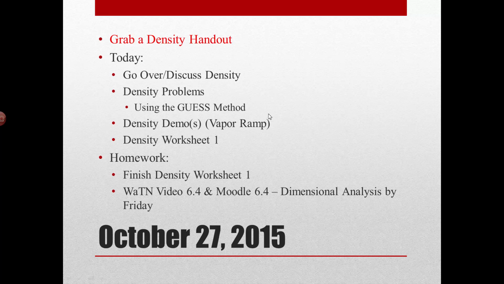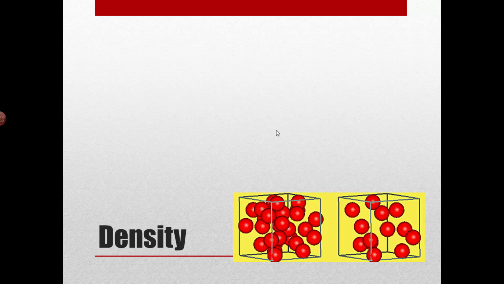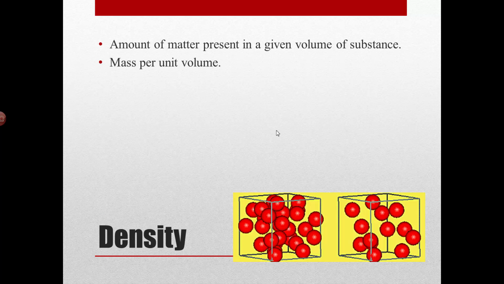Okay, got it going. All right, so today the goal is to discuss density. Density is found in the textbook, but I think that this should be pretty understandable. The basic concept of density is that it's the amount of matter present in a given volume of substance. I don't think that's necessarily something you need to write down. It's a little bit wordy. Basically, it's how much mass there is per unit of volume of stuff.